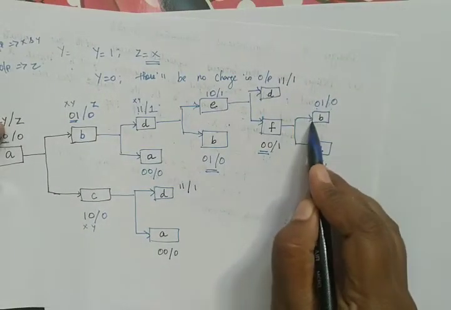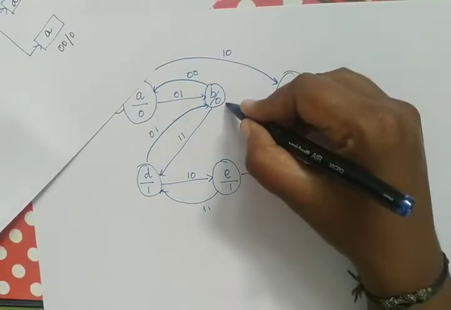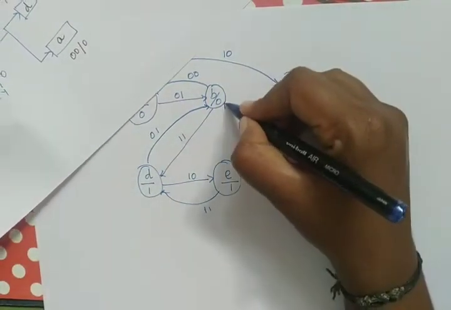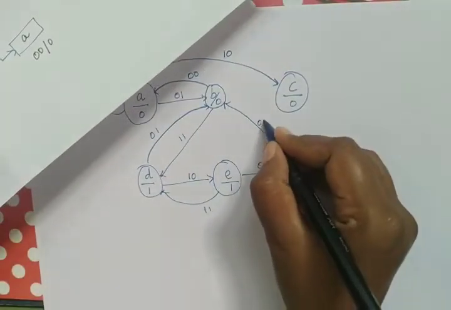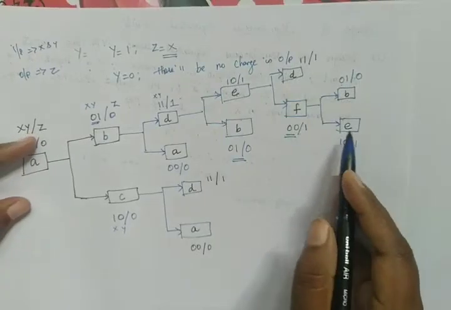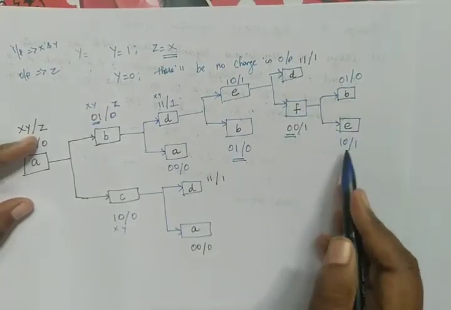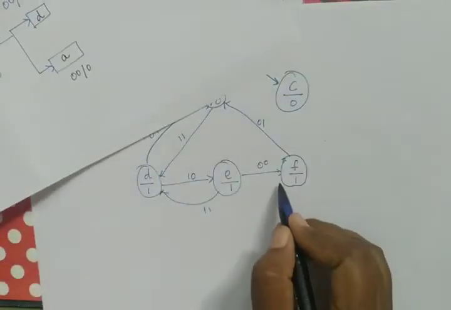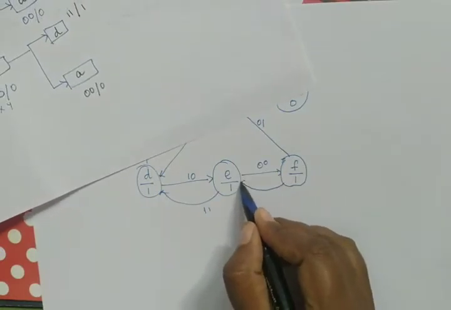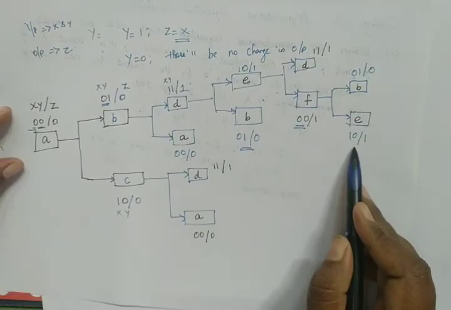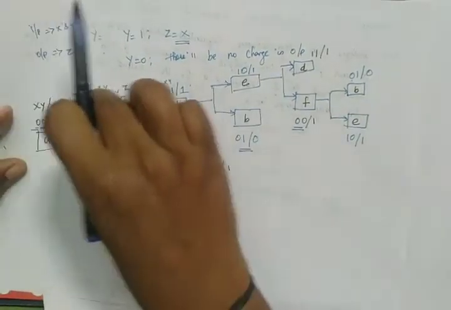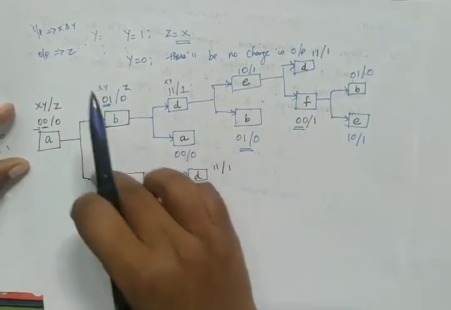F will go to B when it is 0 1. Next, F will go to E when it is 1 0. Then we have completed this entire structure. Now we have to do this.